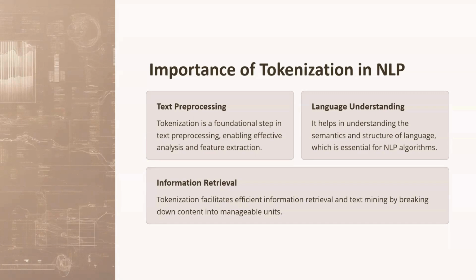Language understanding matters because every human, and even every nation, has its own body language or slang. So it's important to understand this first when we're dividing the language and analyzing tokenization. It helps in understanding the semantics and structure of the language, which is essential for NLP algorithms. For information retrieval, tokenization facilitates efficient retrieval and text meaning by breaking the content down into manageable units.